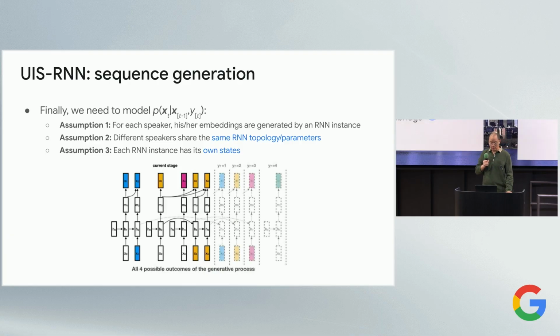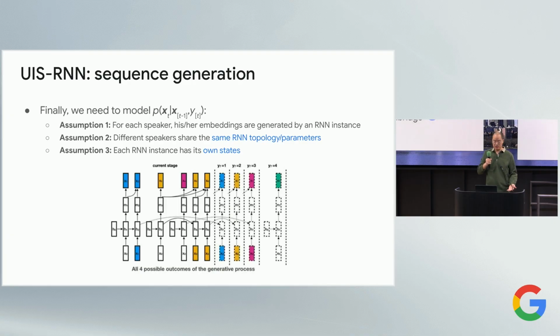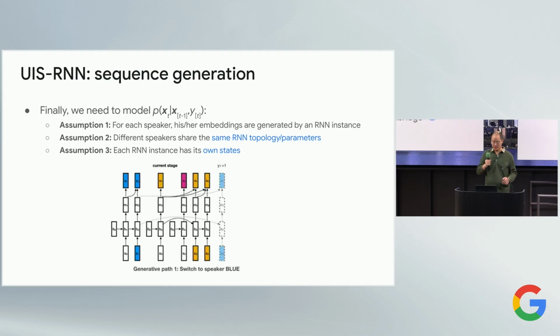So if you look at this example, there are already 3 speakers who spoke in the past. Now, when we see a new embedding, this new embedding may be generated by any of the previous RNN instances for the past speakers. It may also initiate a new RNN instance. That means the new embedding is coming from a new speaker that's none of the previously seen speakers.